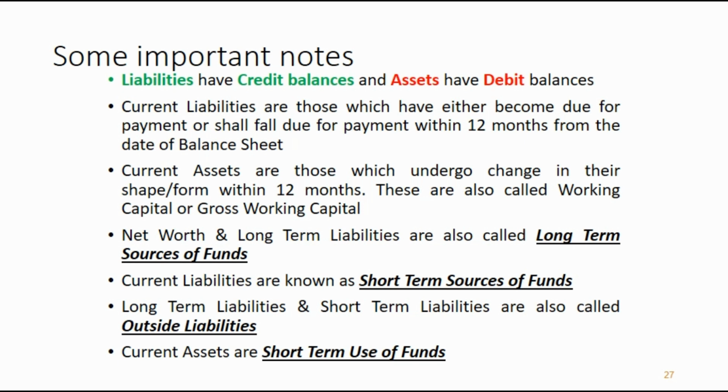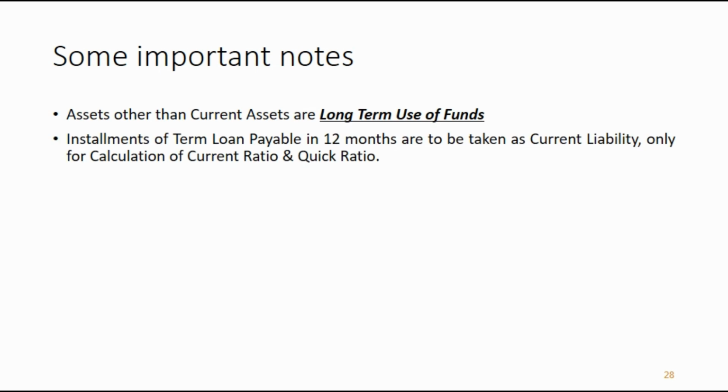Net worth and long-term liabilities are also called long-term sources of fund. Current liabilities are known as short-term sources of fund. Long-term liabilities and short-term liabilities are also called outside liabilities. Current assets are short-term uses of funds. So fixed assets and non-current assets are long-term uses of fund.